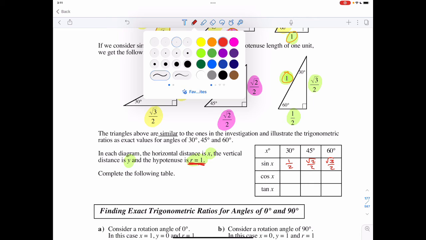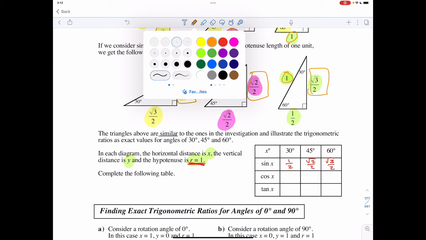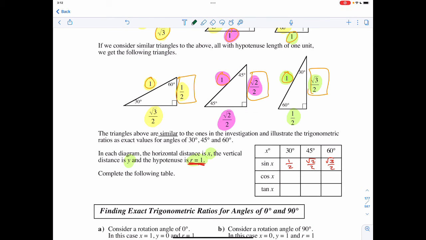Interestingly enough, if my hypotenuse is 1, that's equivalent to the y value in every single one of these ratios. My cos from the previous page, we know, is cos of 30 is root 3 over 2, cos of 45 is root 2 over 2, and cos of 60 is 1 over 2. Once again, when my hypotenuse is 1, that perfectly matches up with my x values in every single case.